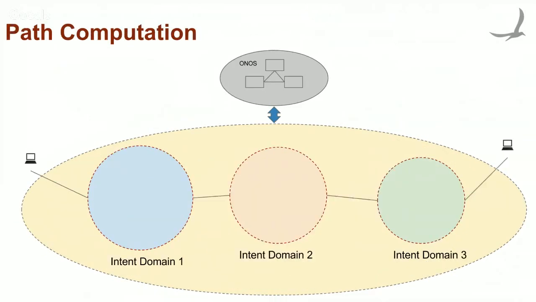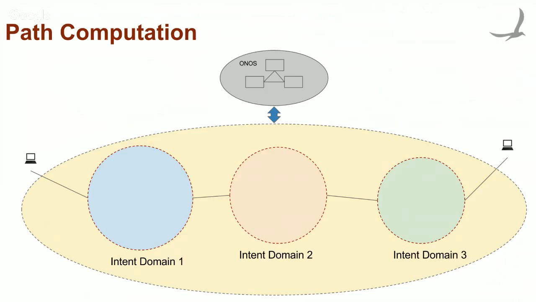From the point of view of connectivity in the larger network, you can view these individual intent domains as big switches, or essentially blobs that hide some of the inner details of how connectivity is established within that particular segment or domain, right?